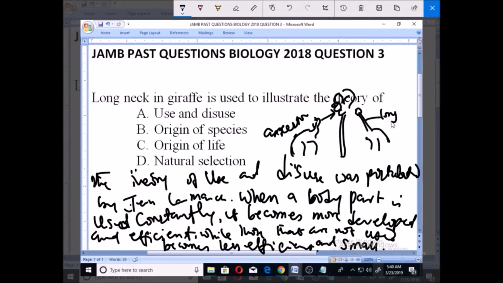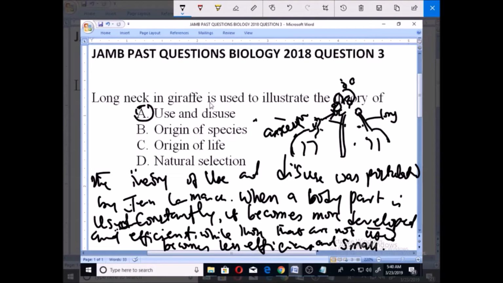This is the long neck of the giraffe, the offspring, whereas the ancestor had short neck, but they continue to stretch their neck in order for them to feed on leaves that are up here on the trees. So after some time, their neck become well developed and very efficient because they are being constantly used. So the trait of this long neck is then passed to the offspring, and that's why we have the giraffes to have long neck. So the answer to this is option A, use and disuse.